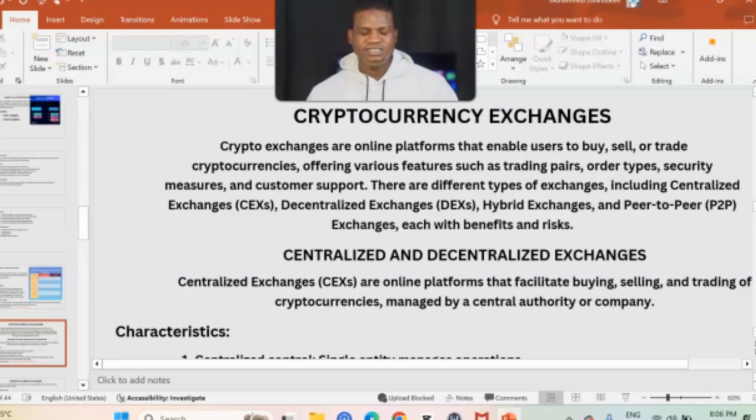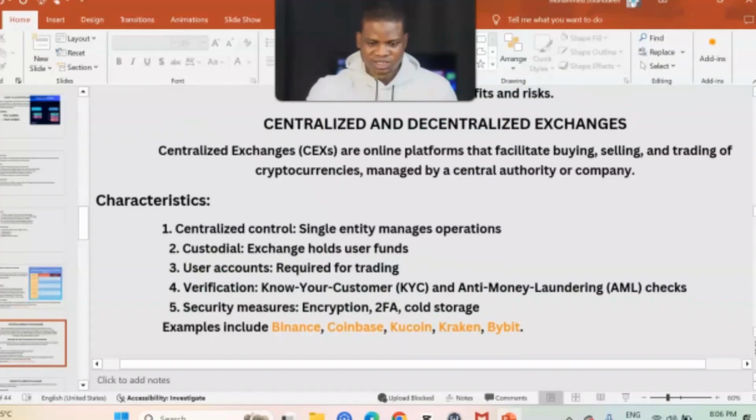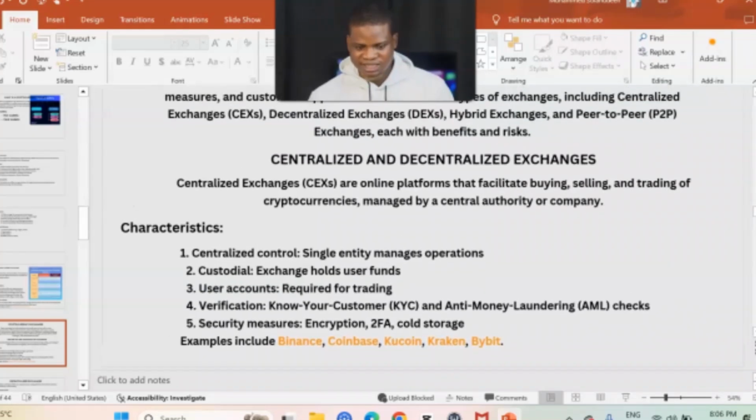Now, exchanges are different from wallets. Wallets are for storing your crypto. Exchanges are for trading, investing, and some other things. So, if you want to buy crypto, you buy on an exchange. If you want to trade, if you want to buy, sell, take spot trading, futures trading, you do all these things on exchanges. So we have two types of exchanges: centralized exchanges and decentralized exchanges.